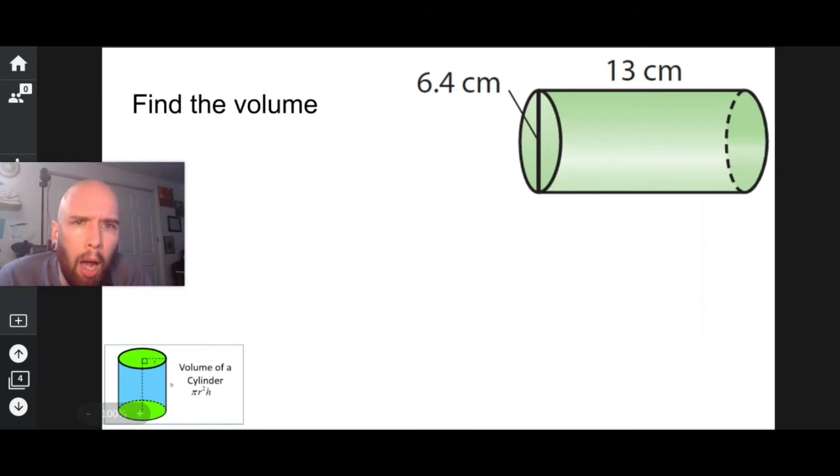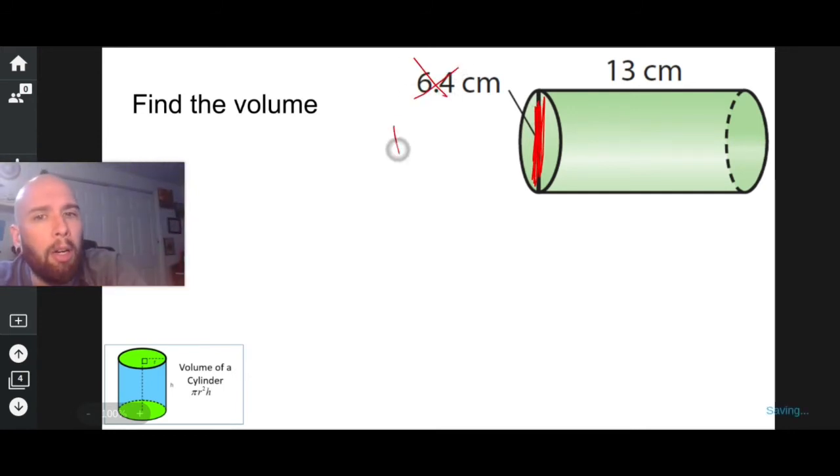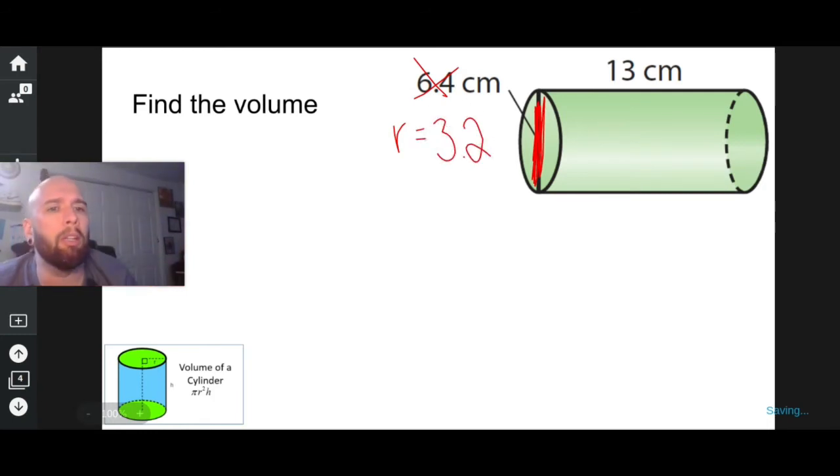Oh no, I don't have a can. It's sideways. I'm confused. Don't be. First things first, is that a radius right there? Nope, that's a diameter. The radius is going to be half that. So that's my diameter. My radius is going to be 3.2 centimeters. My height is going to be 13.